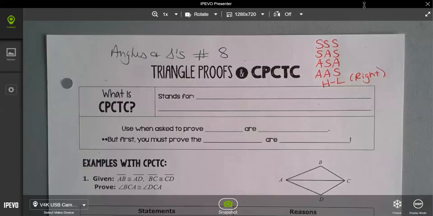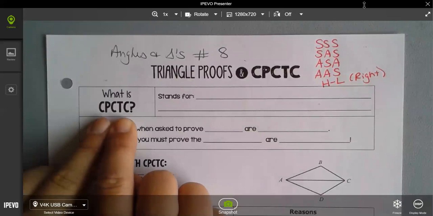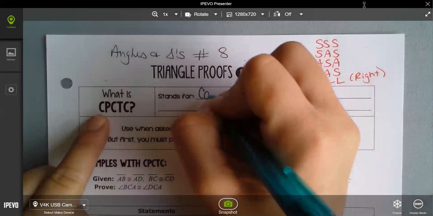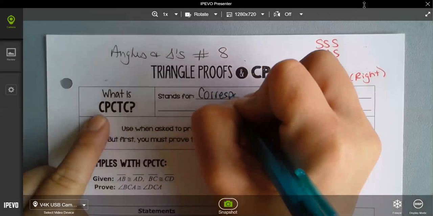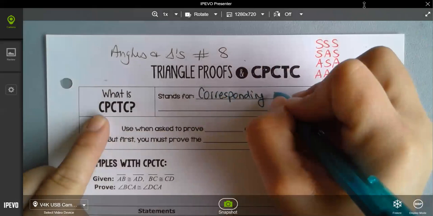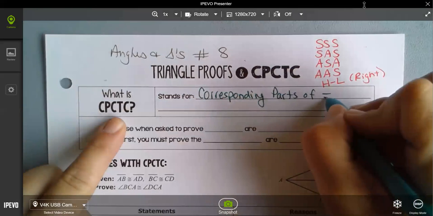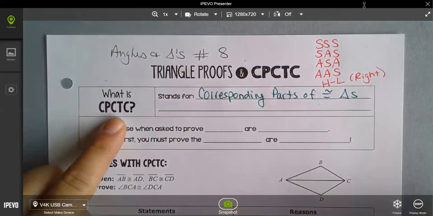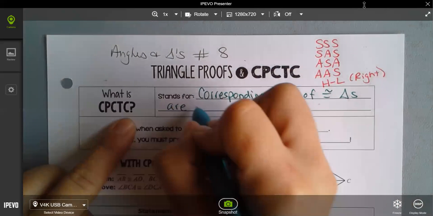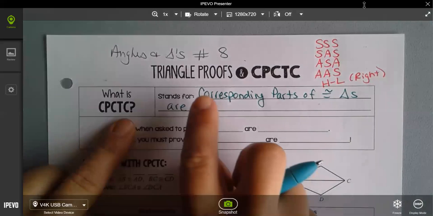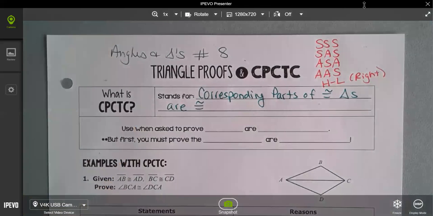So that leads us back around to CPCTC, which stands for, do you remember? Corresponding parts of congruent triangles are congruent. So if you have congruent triangles, that means that all of their corresponding parts are also congruent.